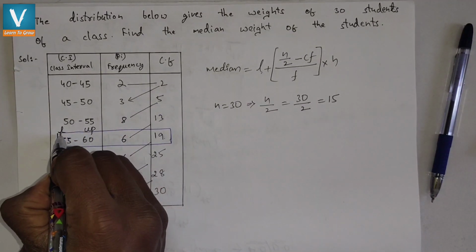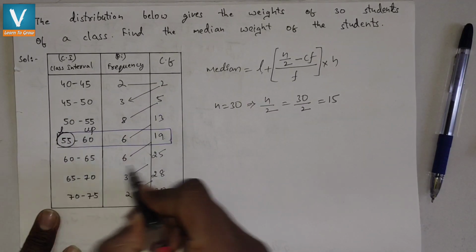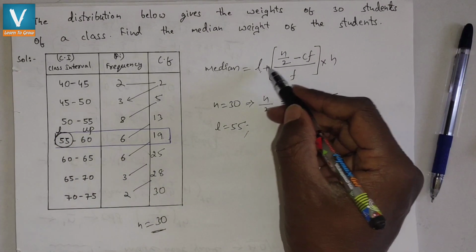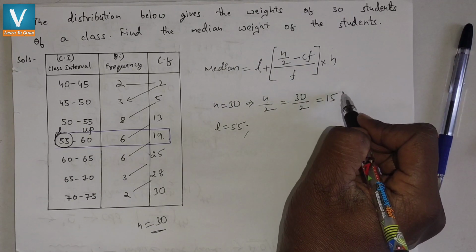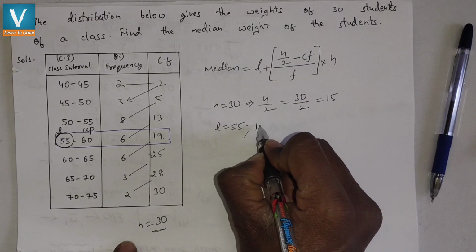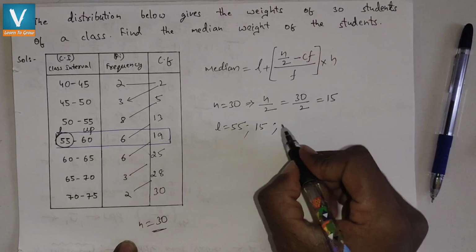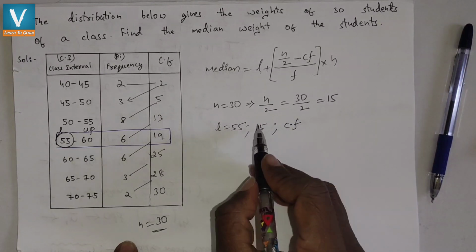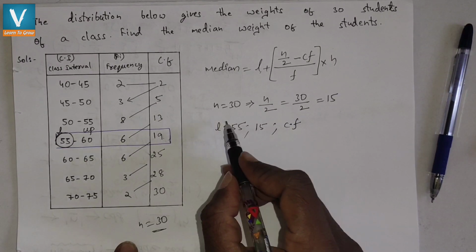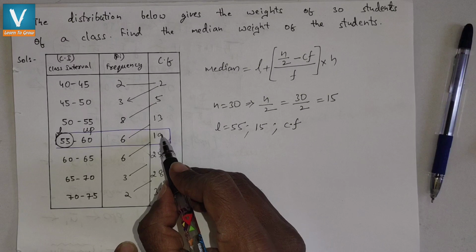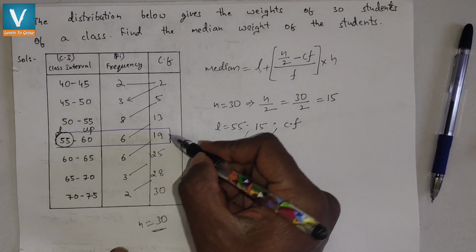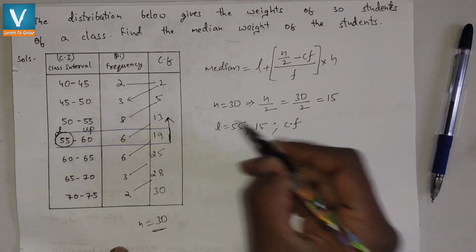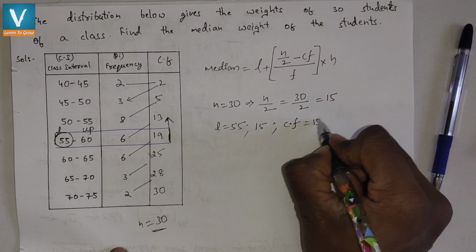So the L value, the lower boundary, is 55. We got the lower boundary. Then n by 2, which we already have, is 15. Then we have to know about the CF. CF indicates cumulative frequency: the cumulative frequency of the class preceding the median class. So CF is the preceding one. How much is it here? 13.